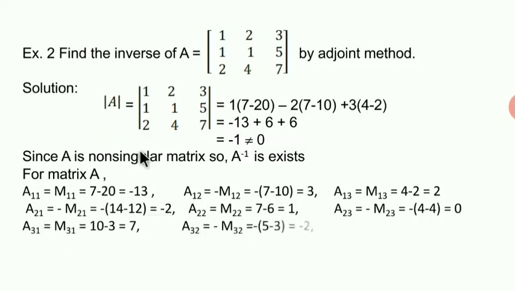So A31 is equal to M31. M31 is the determinant obtained by deleting third row, first column. It is 10 minus 3, 7. A32 is equal to minus M32. M32 is the determinant obtained by deleting third row, second column. So it is minus of 5 minus 3. It is minus 2.